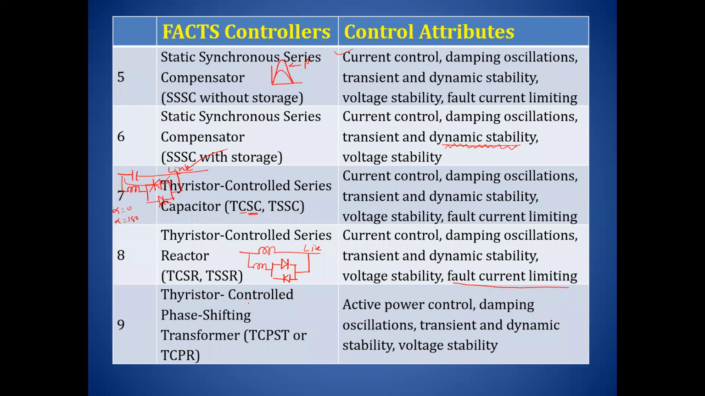Okay. Now the thyristor controlled phase shifting, which we have already just discussed. With the help of a phase shifting transformer, it is possible to change the angle delta, and thereby improve the power handling capacity. We can control the active power here. Till now we were not controlling the active power, but here we can. Damping oscillation, transient, and all three types of stability we can achieve.